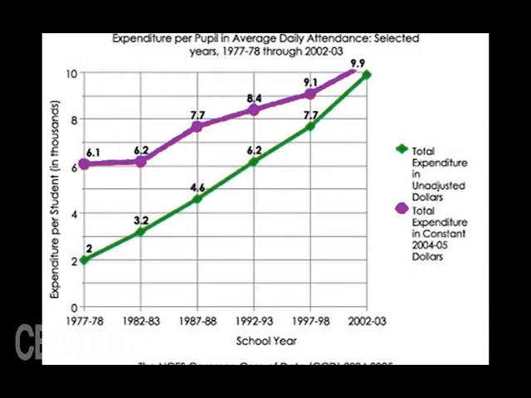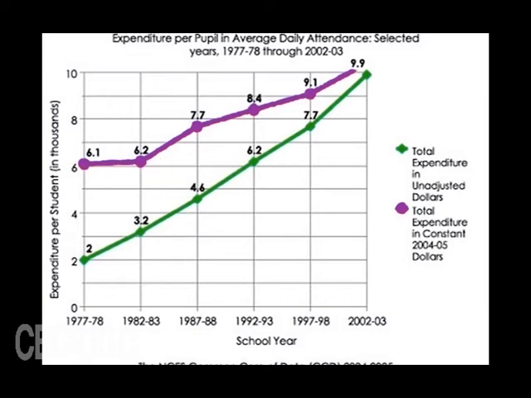The title. The title offers a short explanation of what is in your graph. The title of this graph tells the reader that the graph contains information about the changes in money spent on students of elementary and secondary schools from 1977 to 2002.